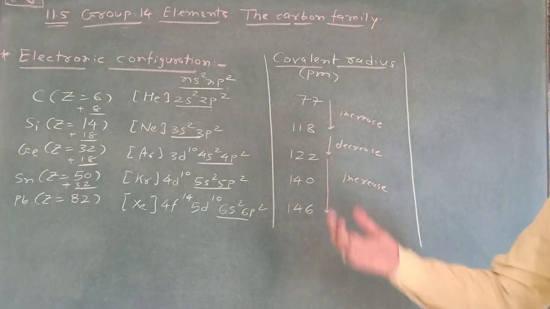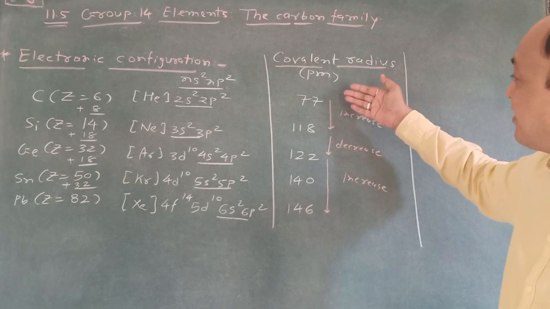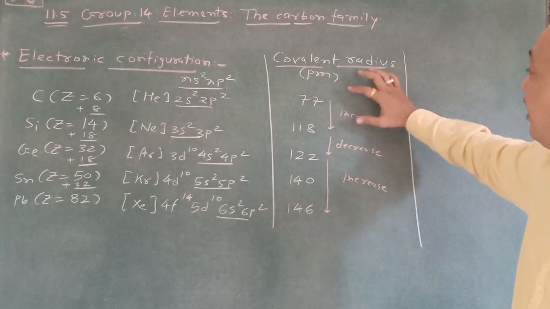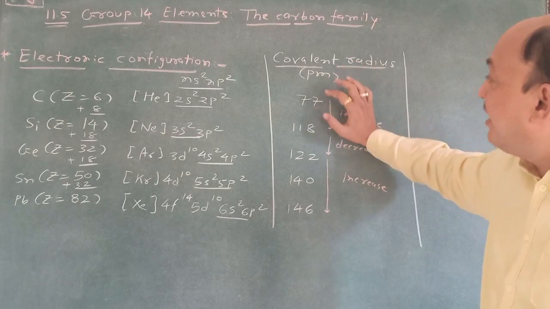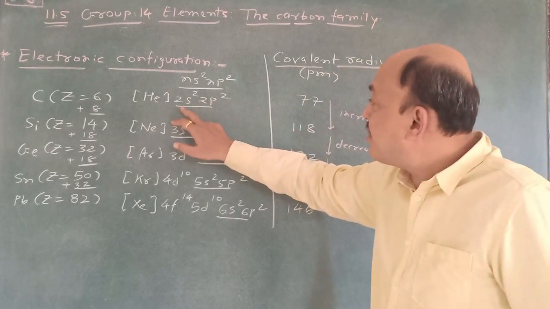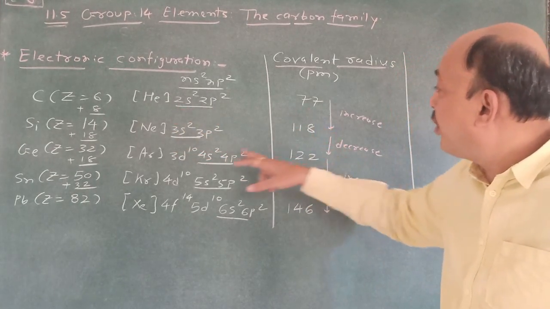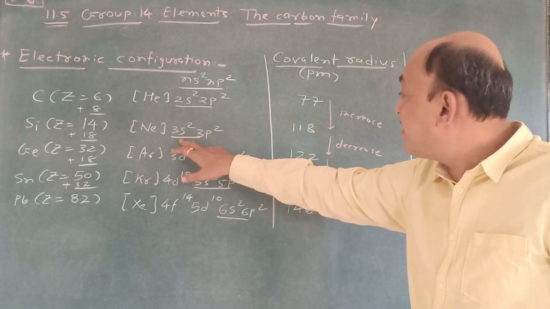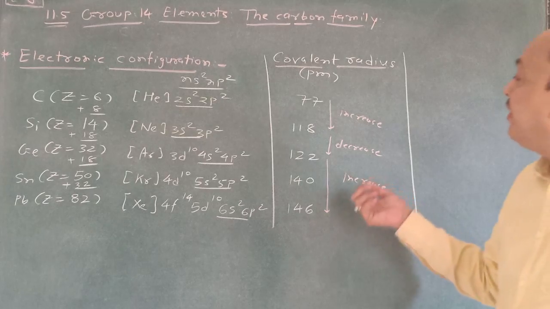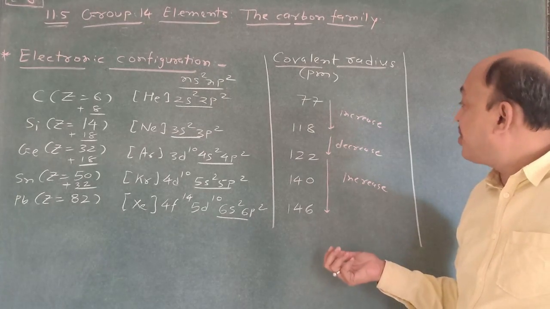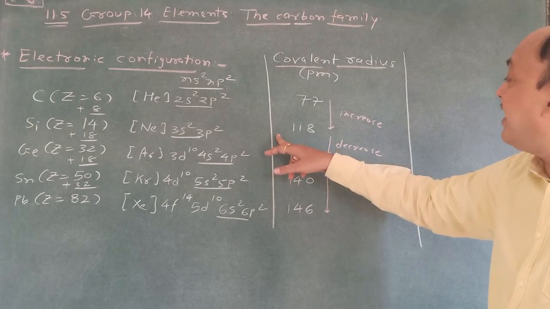Once again, it's very simple. Atomic radius, or covalent radius, depends on the size. Here just see 77. That means this 2s orbital possesses more screening effect, and that's why it is 77 picometer. Here also, in the same way, 3s2 and 3p2 are there, and s and p orbitals produce strong screening, shielding effect, and that's why the covalent radius increases.